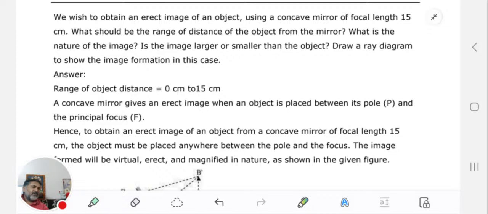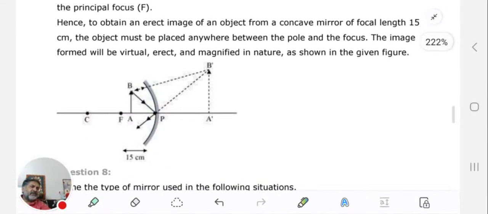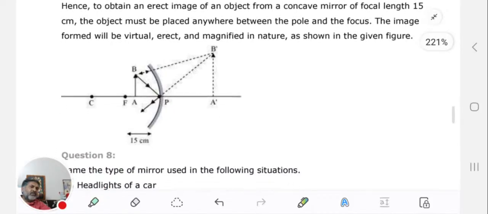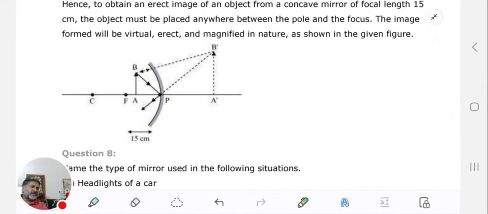A concave mirror gives an erect image when an object is placed between the pole and the principal focus. Hence, to obtain an erect image of an object from a concave mirror of focal length 15 centimeter, the object must be placed anywhere between pole and focus. The image formed will be virtual, erect and magnified in nature as shown in the figure. એટલે આપણે અહીંયા પોલ અને શેની વચ્ચે મૂકવું પડશે? ફોકલ લેન્થની વચ્ચે મૂકવું પડશે. આવો ડાયાગ્રામ દોરવો પડે, તમારે પ્રેક્ટિસ કરવી પડે.